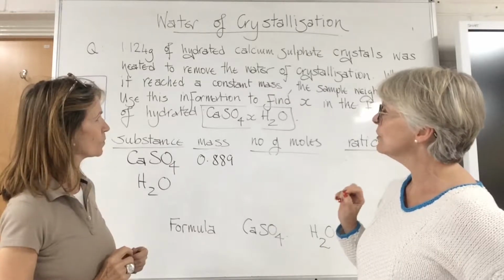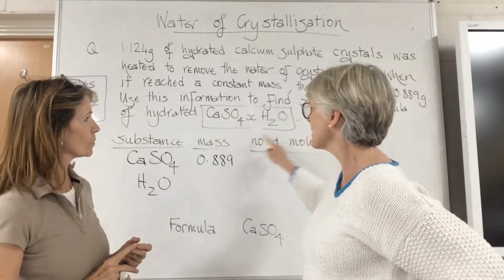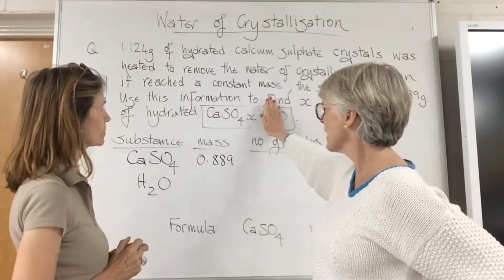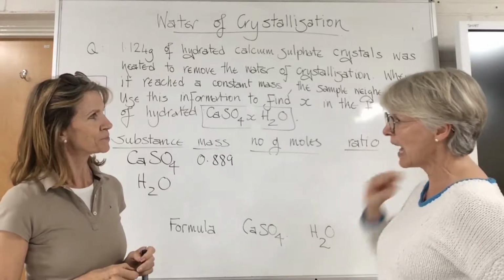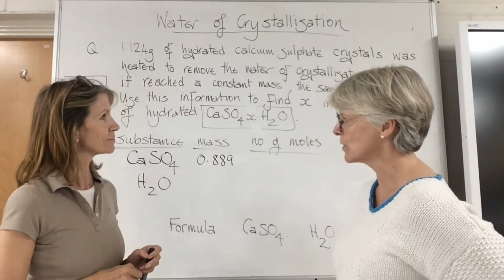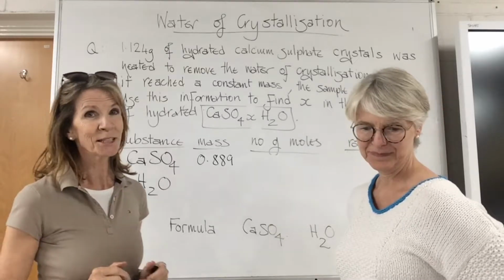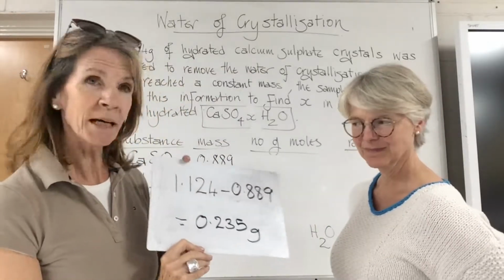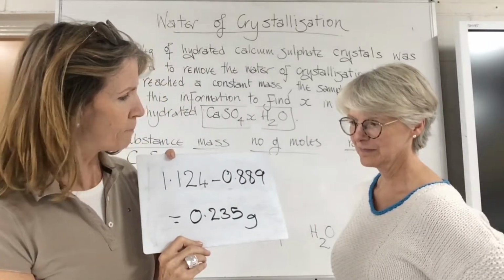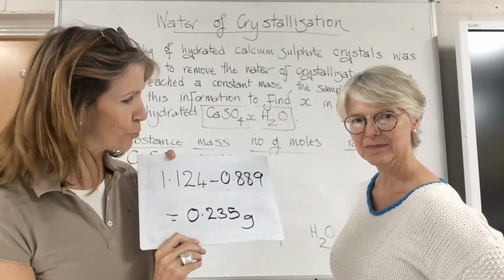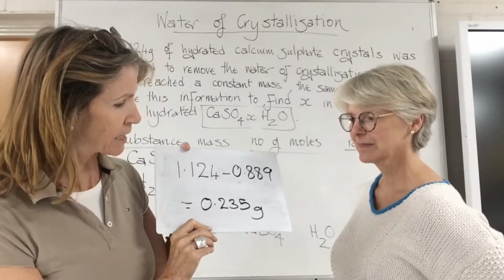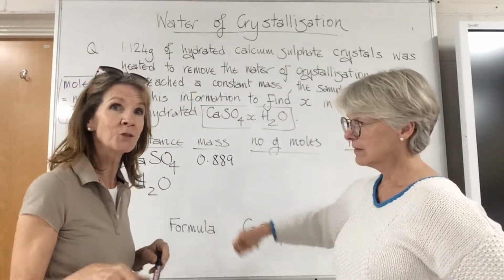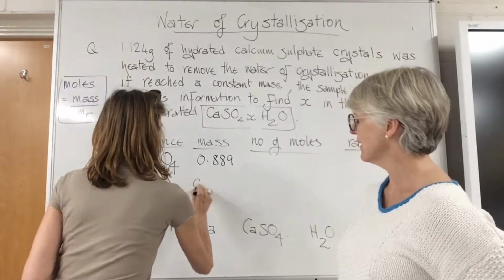Now, if you know that the total was 1.124, and once you'd removed the water, it weighed 0.889, how would you work out the mass of water removed? Well, it's easy. I did this calculation earlier. It would be the original mass, which was 1.124, minus the mass remaining after all the water has been removed, which is 0.889. That gives you 0.235 grams, and that would be attributed to the water. So that can go in there now.